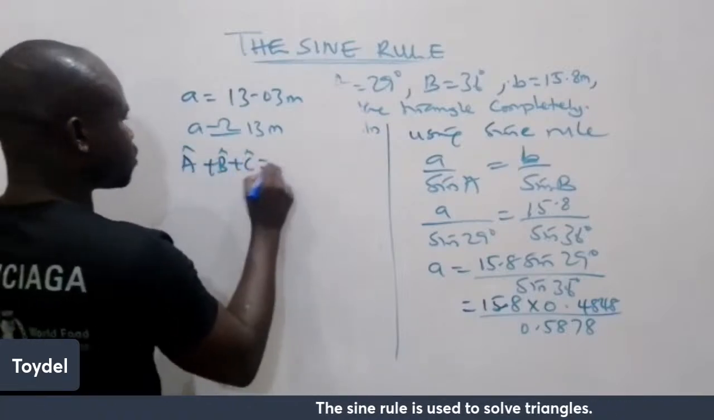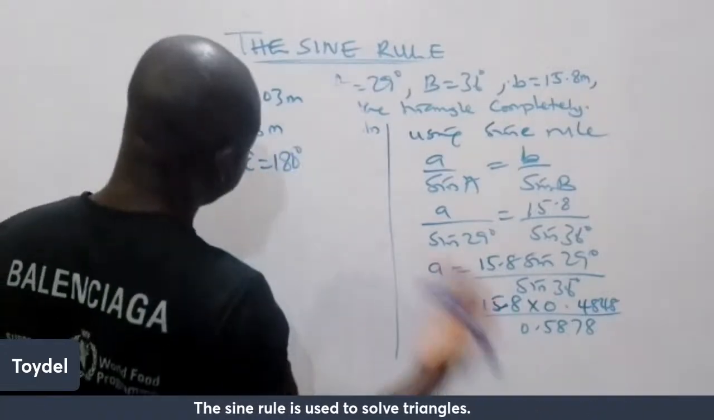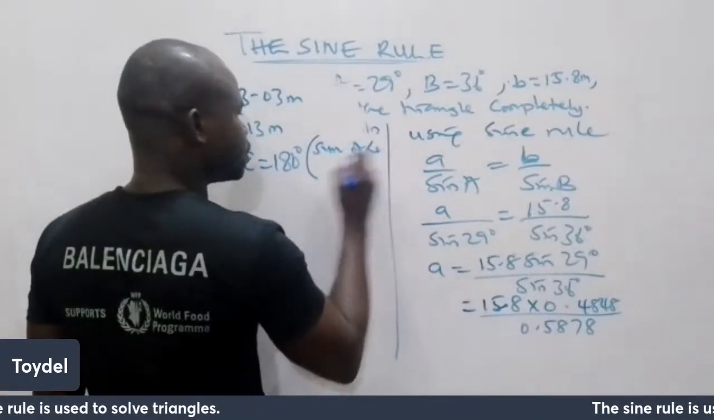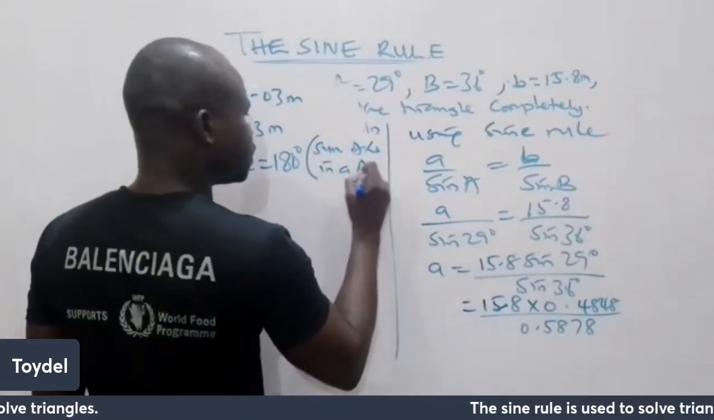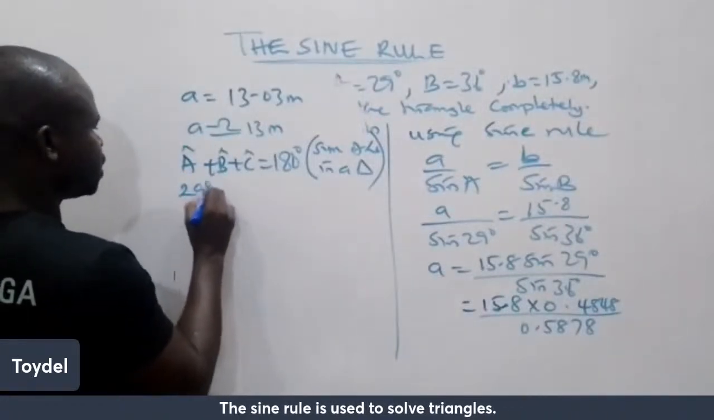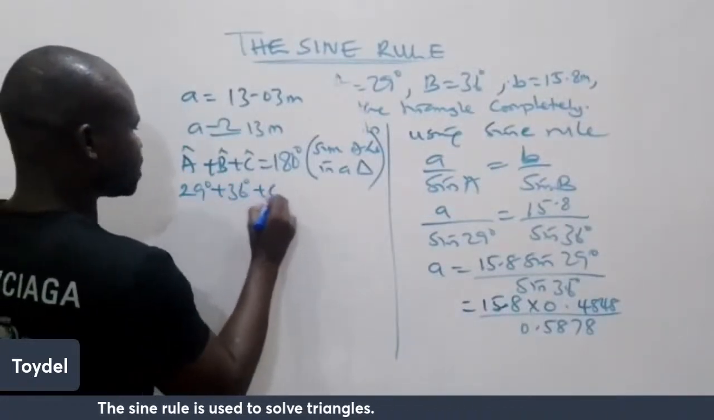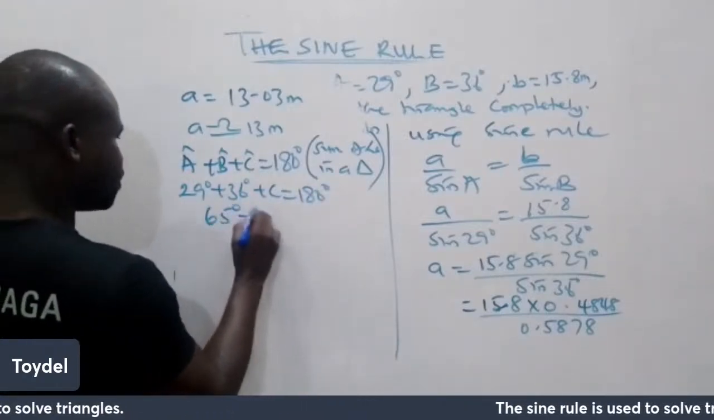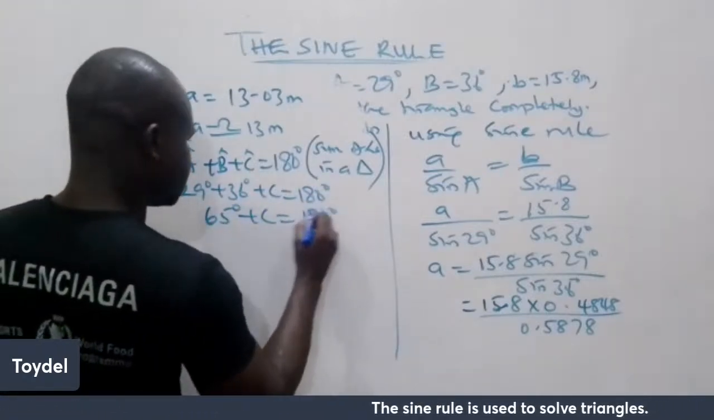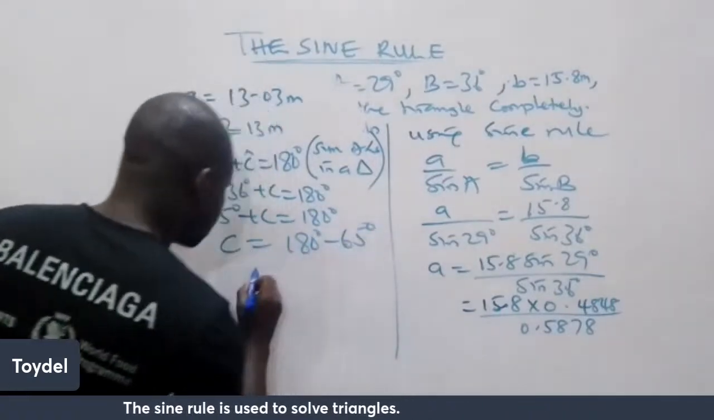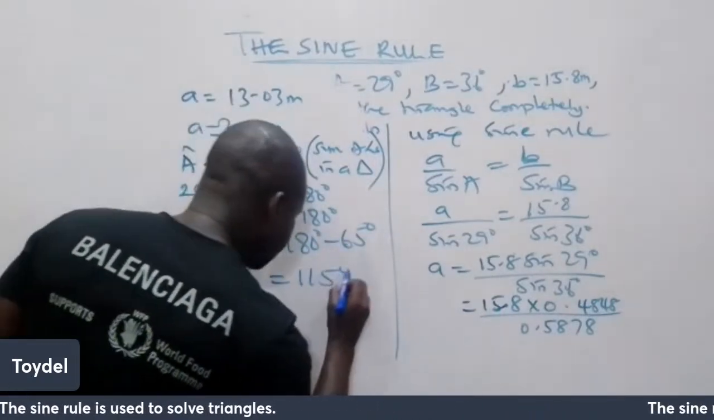All these three angles add up to 180. We are given two, so we can find the third without any calculation, using the sum of angles in a triangle. Angle A is 29 plus 36 plus C is equal to 180. If I add these two together, that would be 65 plus C is equal to 180 degrees. So C is equal to 180 degrees minus 65 degrees. So angle C is equal to 115 degrees.